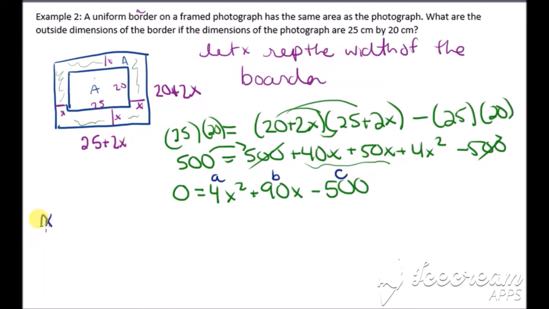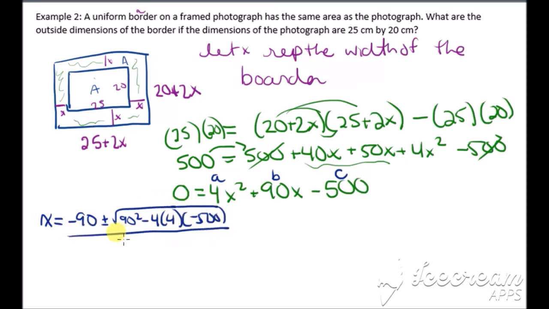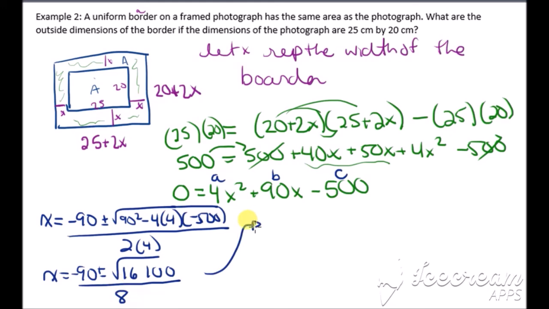So let's go x equals negative b plus minus the square root of b squared minus 4ac all over 2a. Okay, so if we put this into our calculators, we're going to have 90 squared minus 4 times 4 times negative 500. Okay, this double negative here, when we multiply this negative 4 and negative 500, it's key to give us this positive number in here. So just watch your number signs.